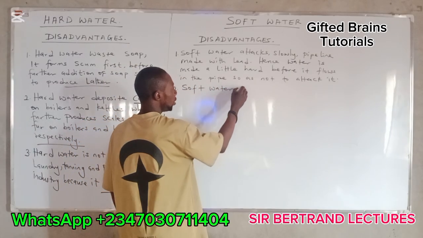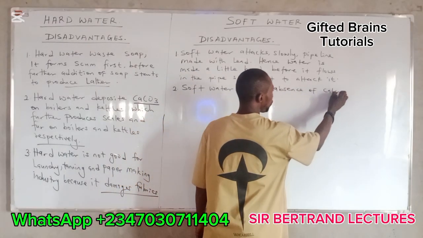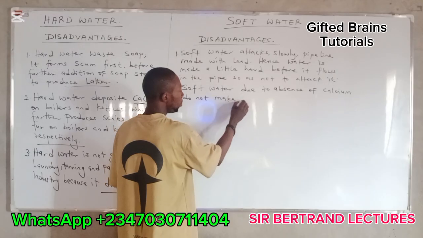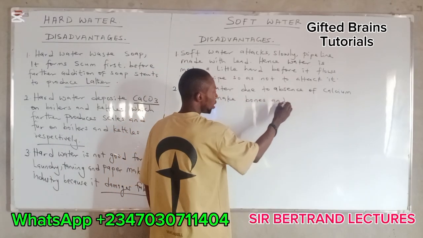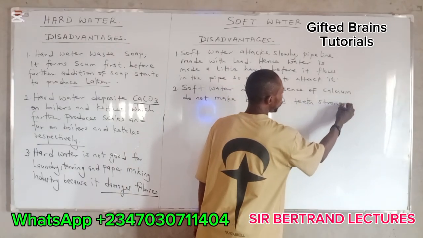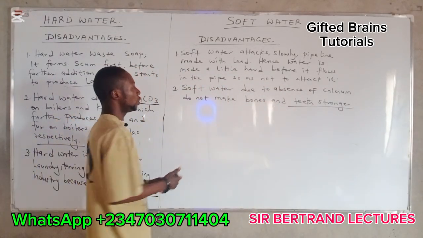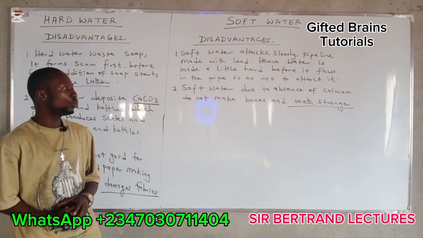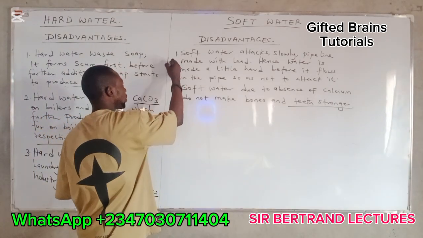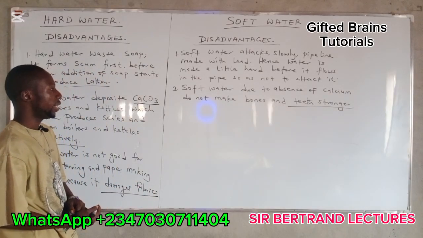Number two, soft water, due to absence of calcium, does not make bones and teeth strong, or let's say stronger. Due to the absence of calcium salts, soft water does not make bones and teeth stronger.